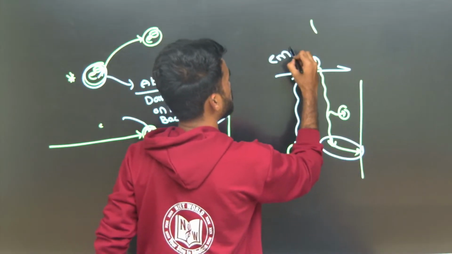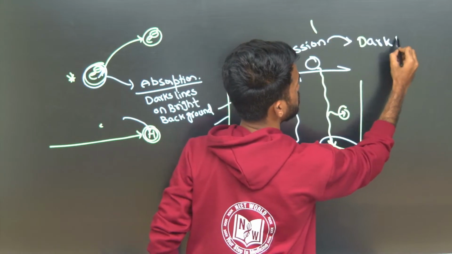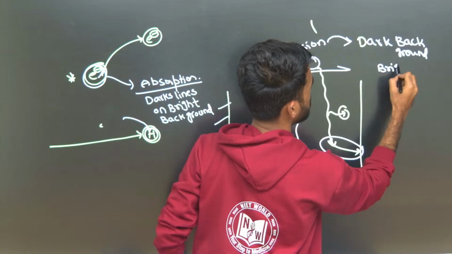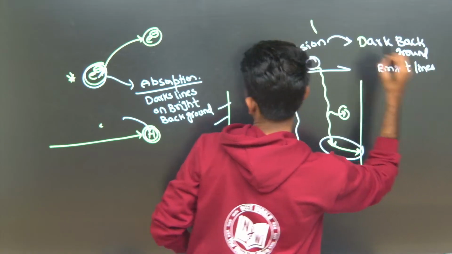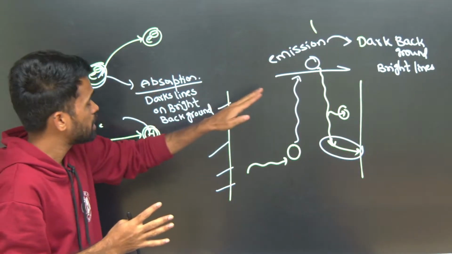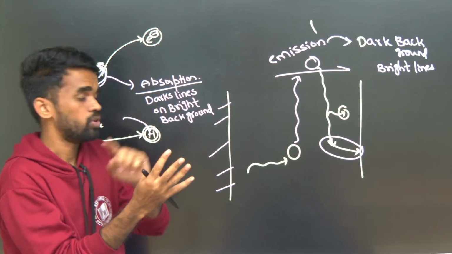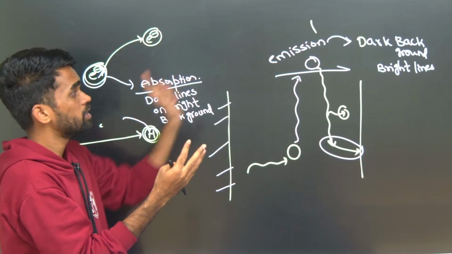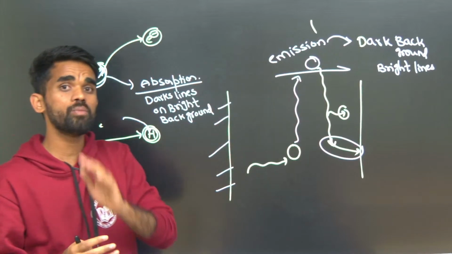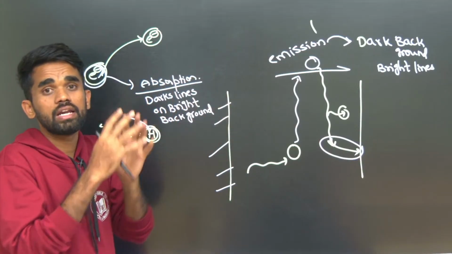So emission spectra will be seen as bright lines on a dark background, whereas absorption spectra show dark lines on a bright background. It means emission spectra and absorption spectra for a particular species will be complementary. Here dark lines will be seen, there bright lines will be seen. Okay, this is completely complementary to each other. I hope you got what exactly emission spectra and absorption spectra are and how they relate to each other.